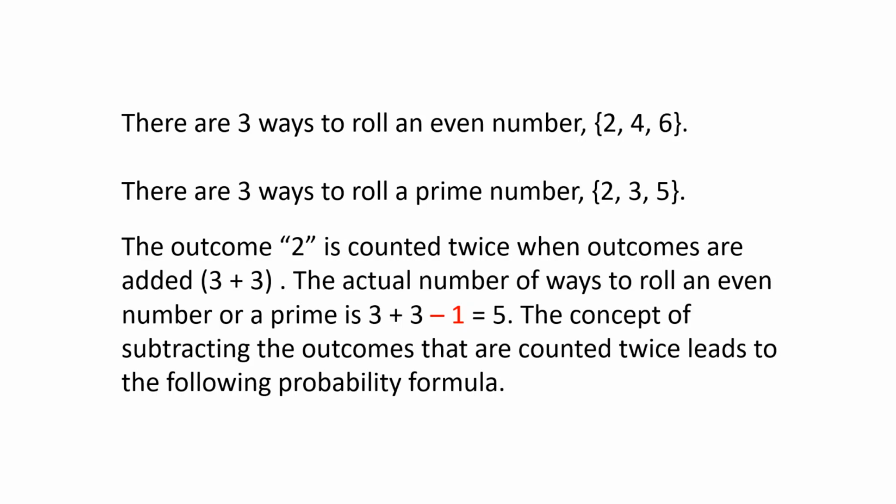All right, so there are 3 ways to roll an even number, 2, 4, and 6. And there are 3 ways to roll a prime number, 2, 3, and 5. The outcome 2 is counted twice when outcomes are added, 3 plus 3. The actual number of ways to roll an even number or a prime number is 3 plus 3 minus 1 equals 5. The concept of subtracting the outcomes that are counted twice leads to the following probability formula.